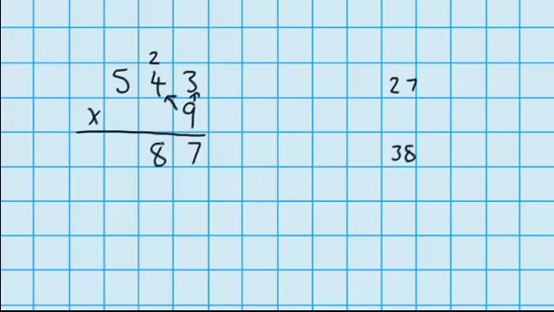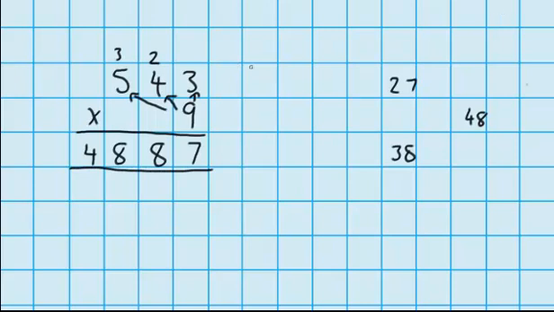So I write the 8 in the 10s column and carry the 300s into the hundreds column. 9 times 5 is 45, plus another 3 is 48. So I write the 8 in the hundreds column and put the 4 in the thousands column. So 543 times 9 is 4,887.